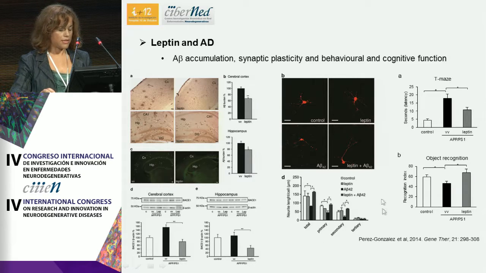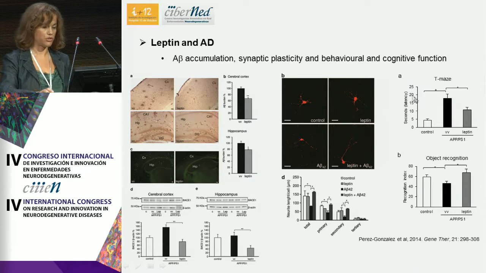And in this other study, we confirm this capability of leptin to reduce brain accumulation of A-beta, but also we report its effects modulating synaptic plasticity, neurite length, and also modulating the cognitive and behavioral function.